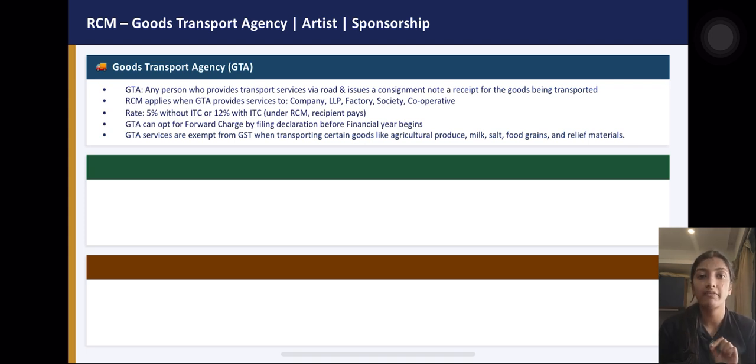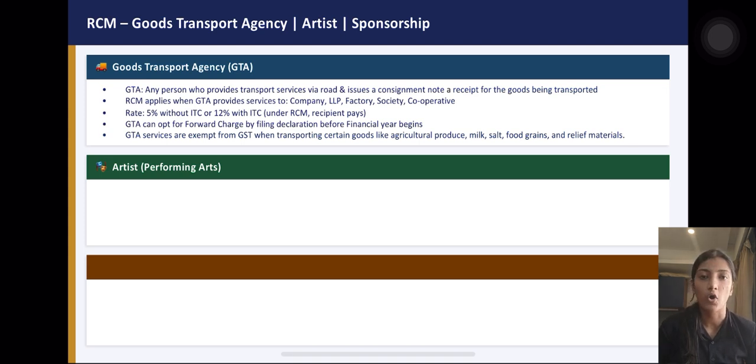RCM applies only when a GTA provides service to a company, factory, LLP, society, or cooperative. The rates are 5% GST without ITC or 12% GST with ITC. The recipient decides which one applies. Importantly, a GTA can opt out of RCM by choosing forward charge, where they pay the GST themselves. Artist or performing artist. This covers singers, musicians, dancers, actors, any individual artist performing for a business entity.